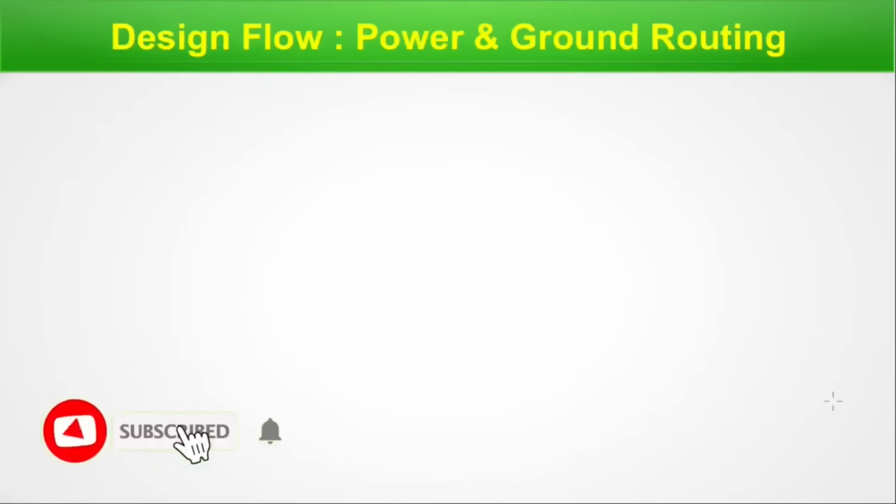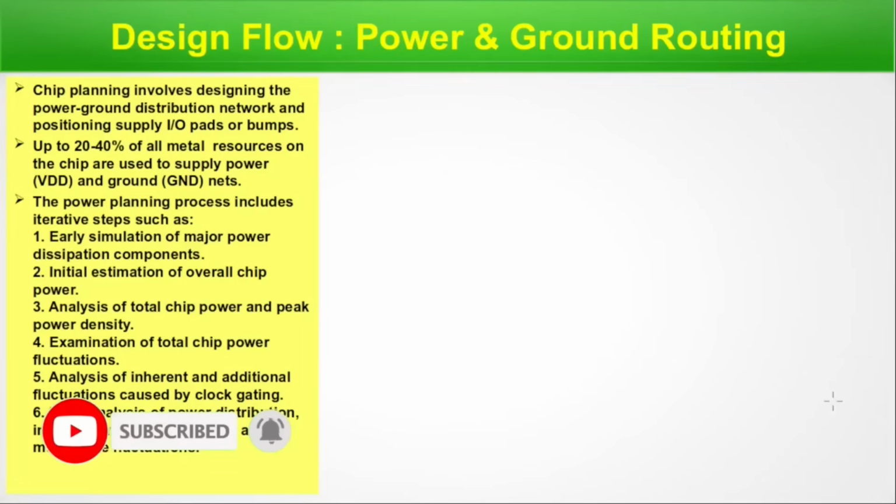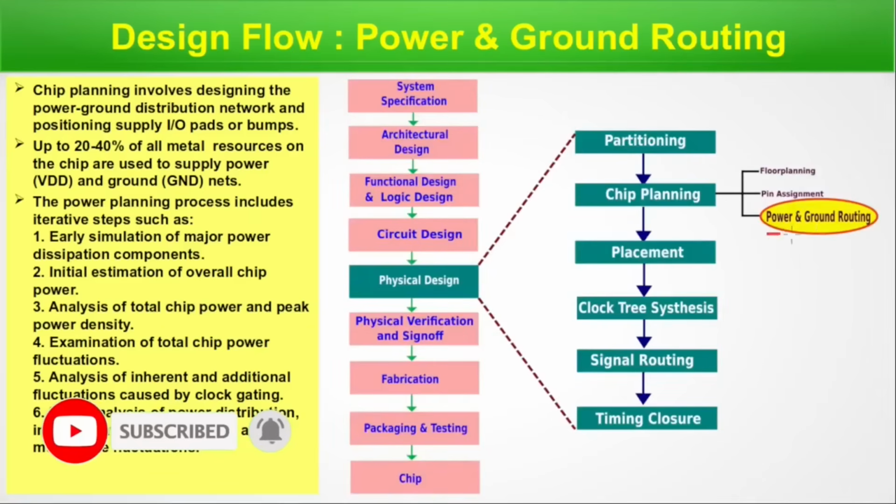Now we will see power and ground routing. Again, this diagram, this is power and ground routing. So chip planning involves designing the power ground distribution network and positioning supply I/O pads or bumps. Up to 20 to 40% of all metal resources on the chip are used to supply power, VDD and ground nets because these are the most long interconnects. Every cell needs electrical connection. If VDD and ground are not connected, then those cells are isolated. So these are the longest wiring paths.